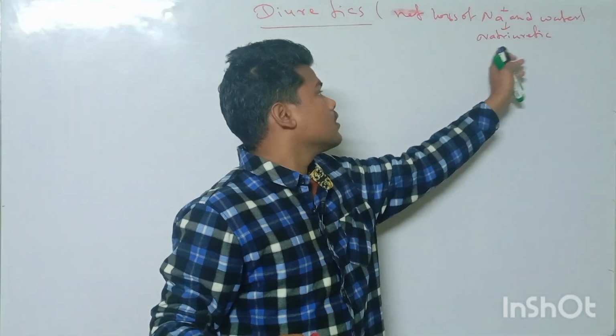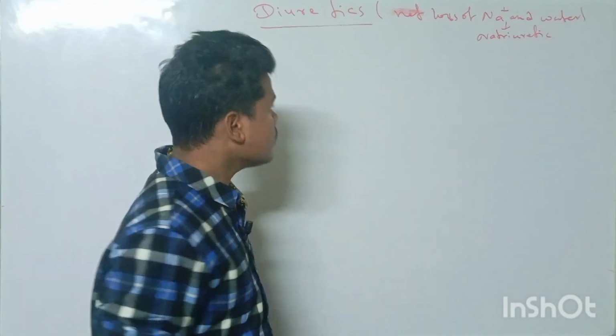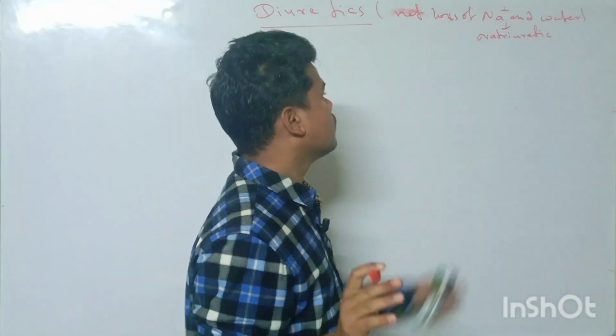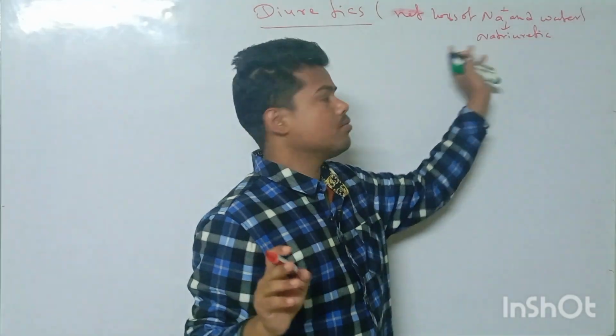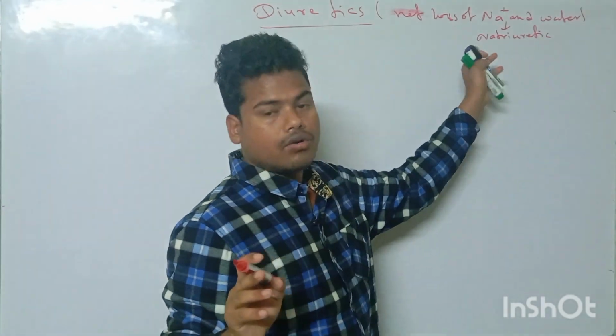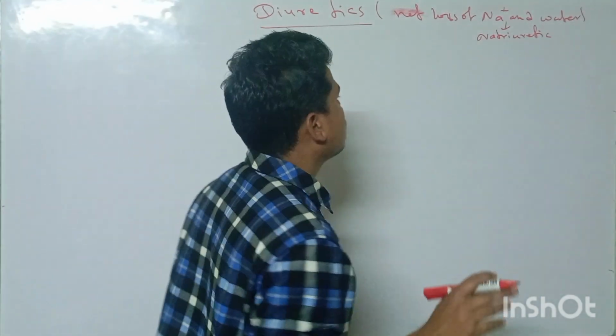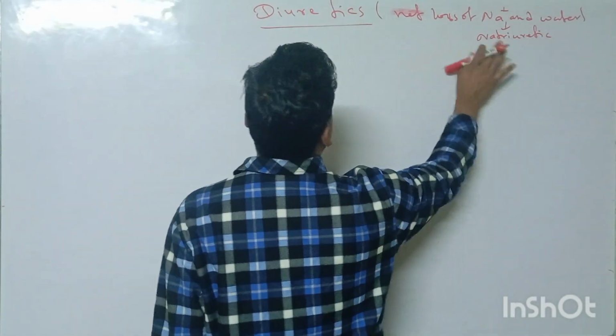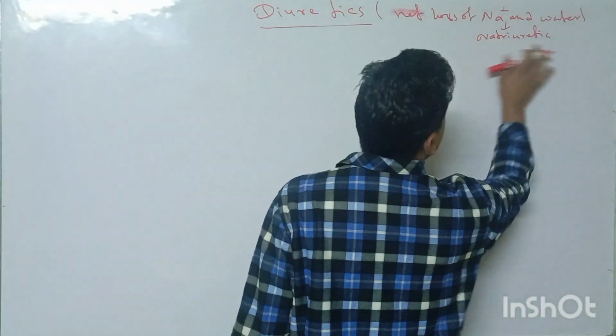From general chemistry, you know natrium. Sodium is also known in Latin as natrium, and from that natrium the term natriuretic is derived. So these are also known as natriuretics.